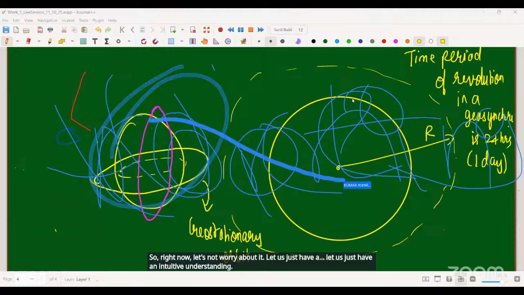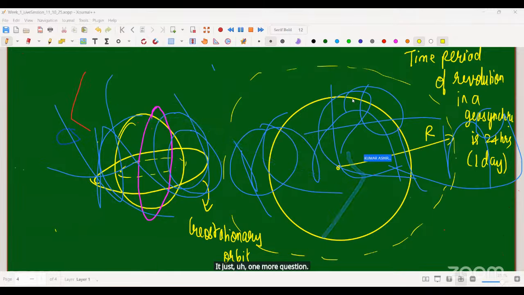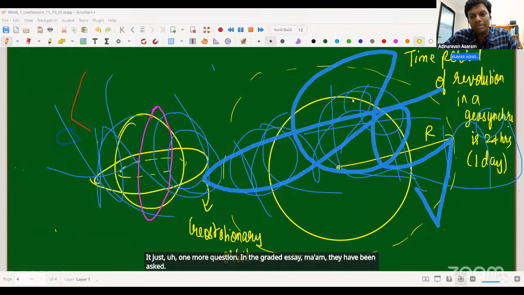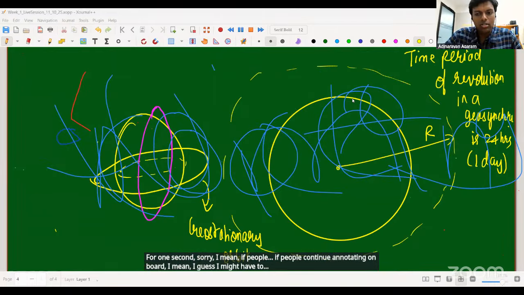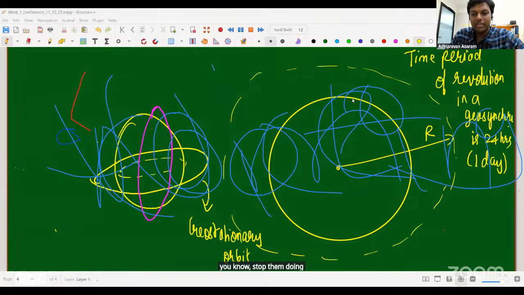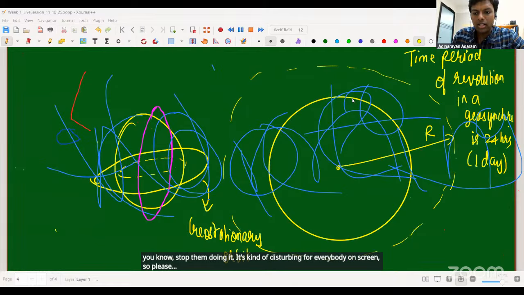Okay, sir. One more question. If people continue annotating on the board, I might have to stop them from doing it. It's kind of disturbing for everybody on screen. So please stop annotating.